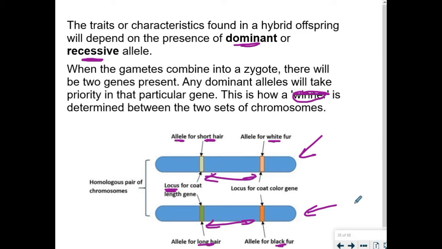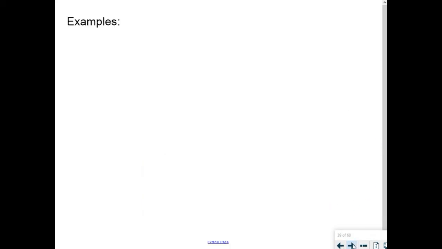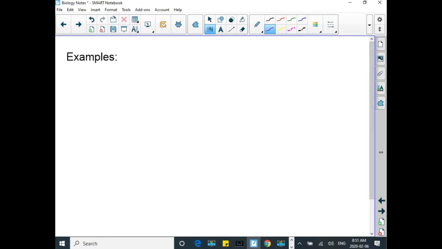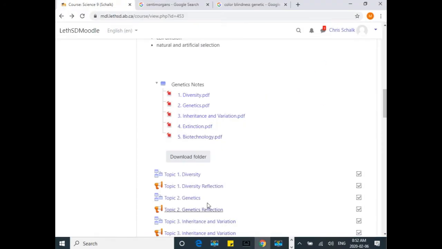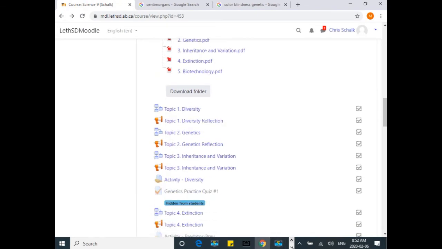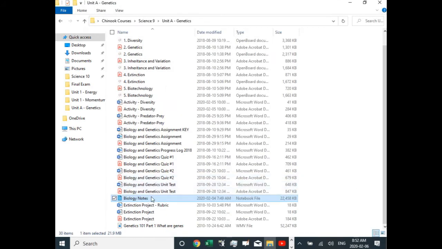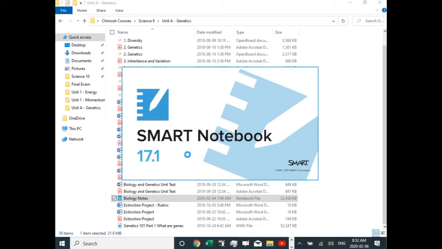So let's do some more practice on these Punnett squares. And of course the examples are missing again. Dang it. Okay, I gotta reboot the software. Give me a sec. I don't know why this glitch happens. Don't save the changes. It's okay, I need water anyways.